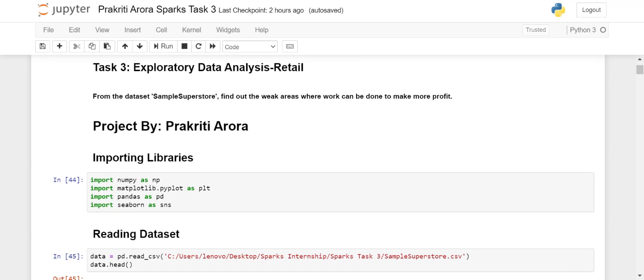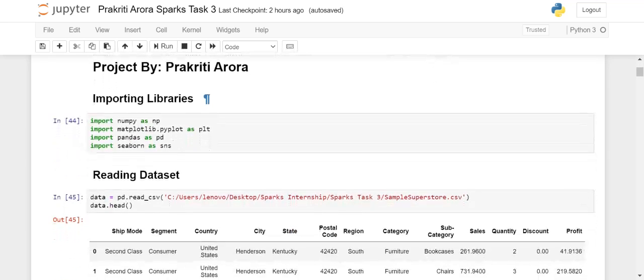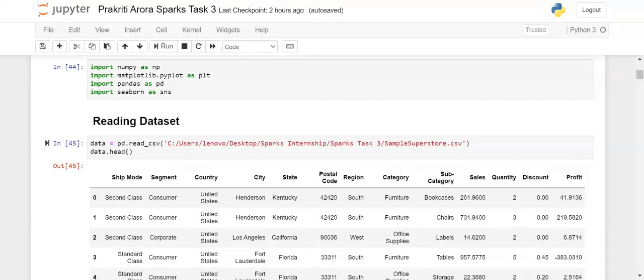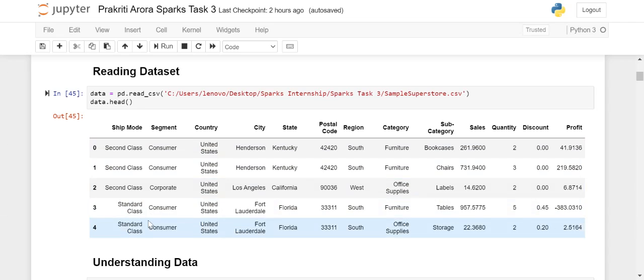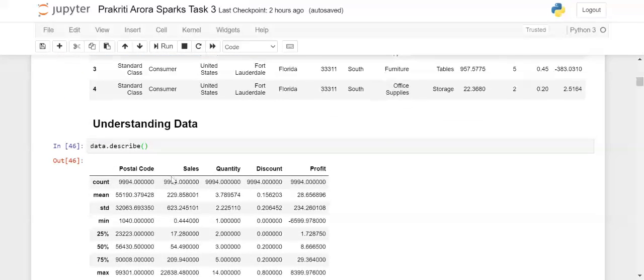So, as usual, the first step would be to import libraries and then we'll read the CSV file. Now, these are the first five rows of the dataset. Ship mode, segment, these are the columns of our dataset. And let's understand our dataset now.